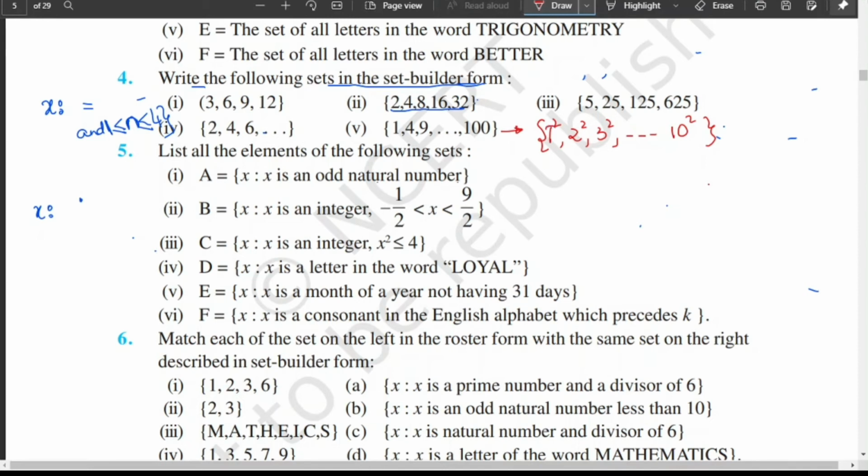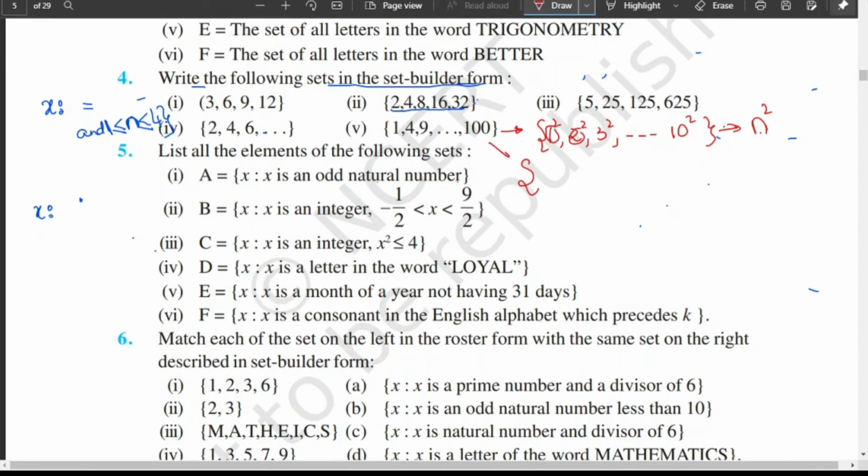What is changing? 1, 2, 3. So we will write this n square, isn't it? What the numbers 1, 2, 3 is changing? N square. Now what condition? N ranges from 1 to 10. So let us write it here.